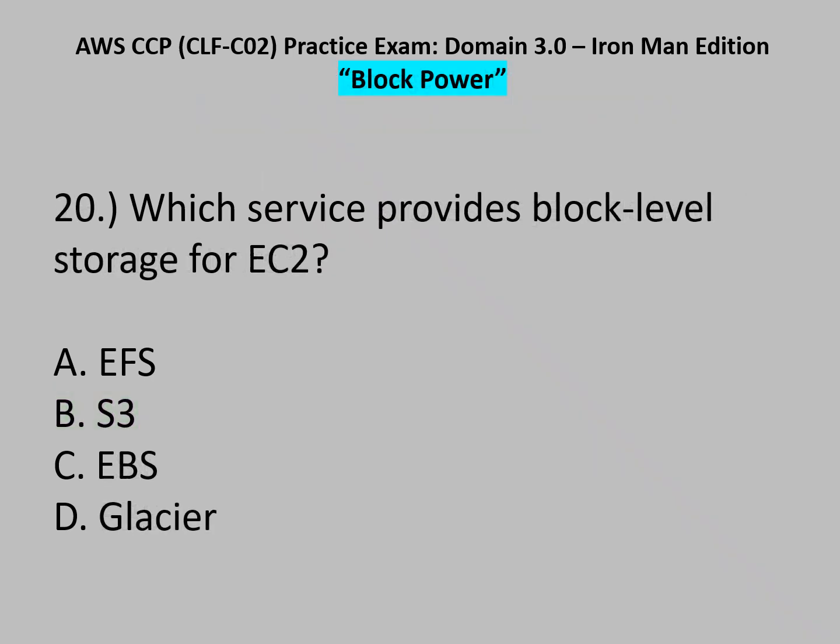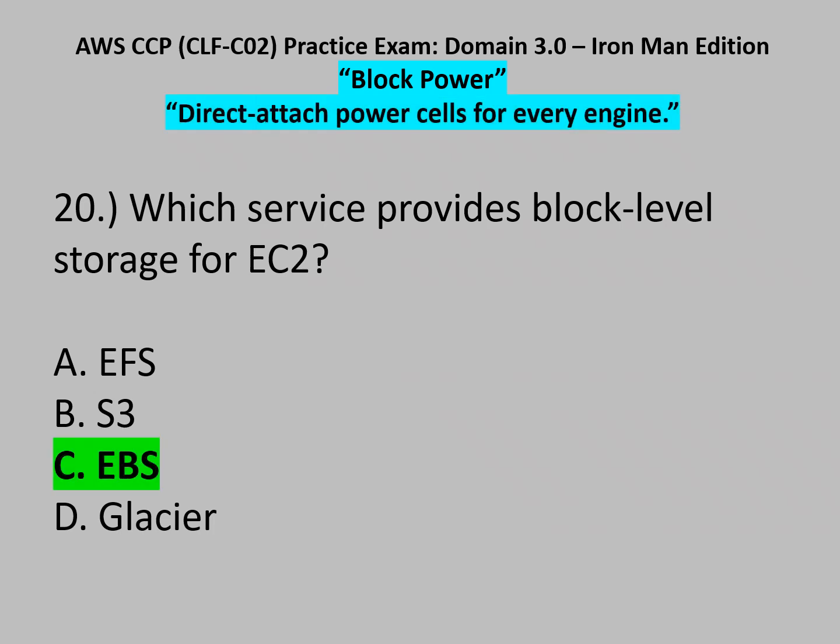Question 20. Which service provides block level storage for EC2? A. EFS. B. S3. C. EBS. D. Glacier. The correct answer is C. EBS. Amazon EBS provides persistent, low latency block storage volumes for EC2 instances.